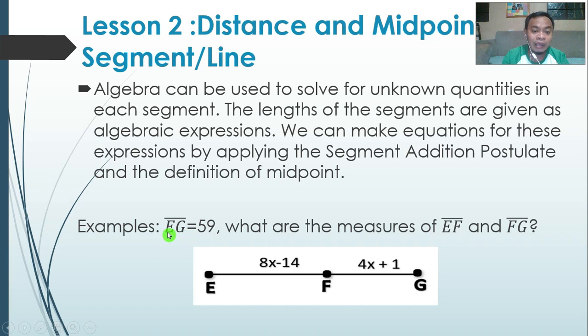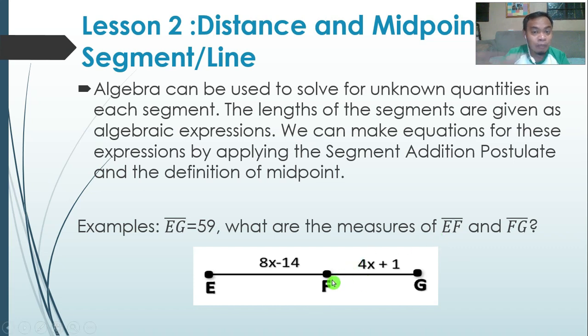We have segment EG. Segment EG is equal to 59. What are the measures of segment EF and segment FG? So, from E to G is 59. Pero hindi natin alam yung from E to F and from F to G. So, F is not a midpoint. Okay, F is not a midpoint because hindi po na-mention dito sa ating problem. So, let's not assume that F is a midpoint.